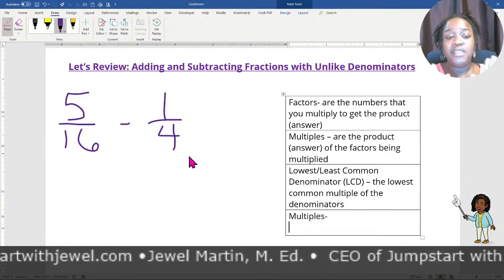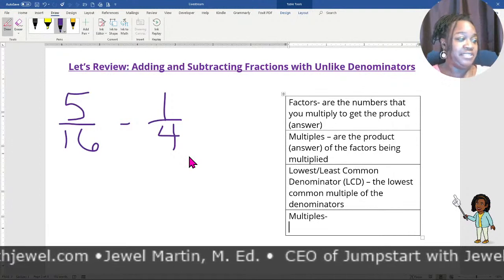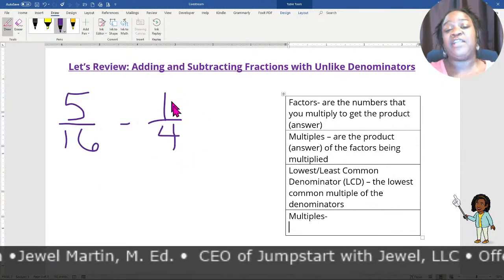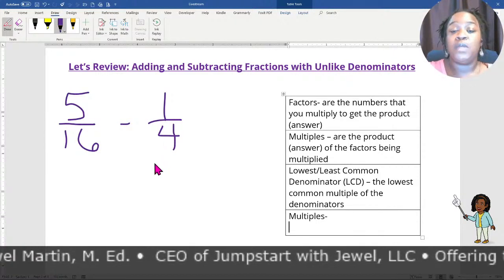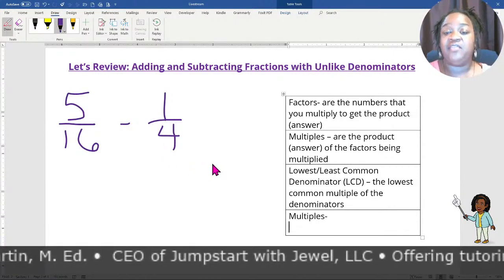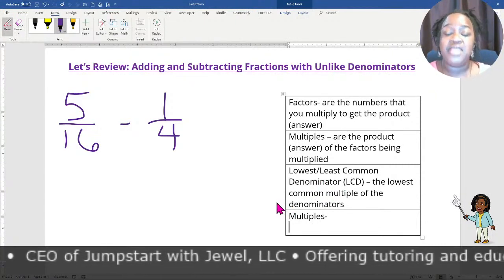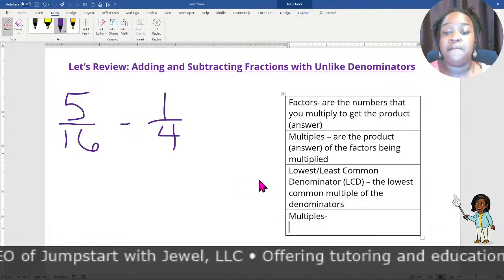So here we have this fraction. Our denominator is 16, 5/16. And then the other fraction is 1/4. So once again, we have to find the lowest common denominator. The lowest common denominator is the lowest common multiple.